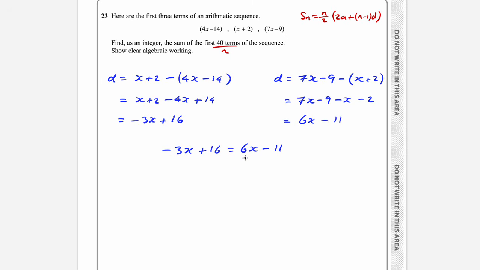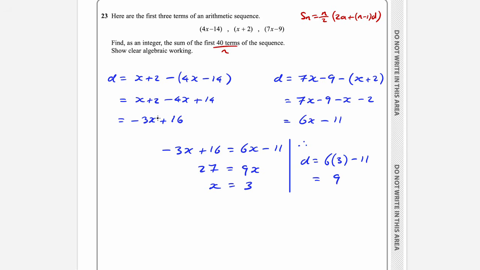Then add this over here, however you want to do this, guys. I'm going to add the 3x, so I get 9x, and I'm going to add the 11 over here, so I get 27. Therefore, x is equal to 27 divided by 9, which is 3. Okay, once I have x equals 3, I can get the common difference. Let's just write it here. Therefore, the common difference is equal to 6 times 3 minus 1, minus 11, which is 9. So the common difference is 9.